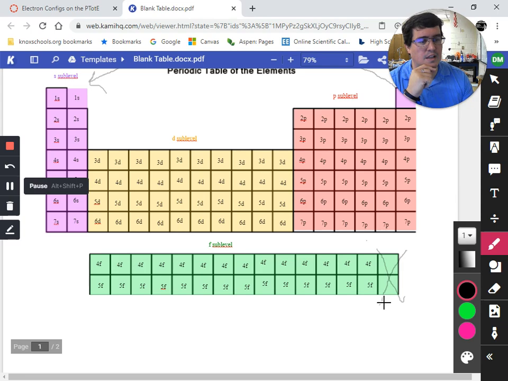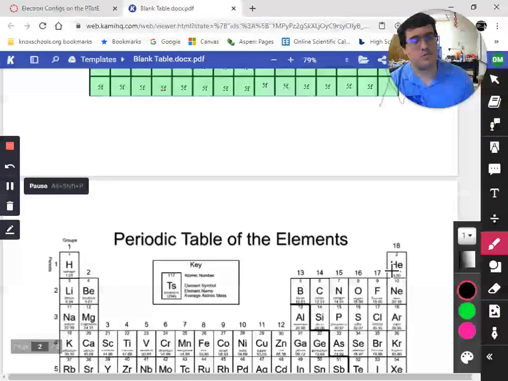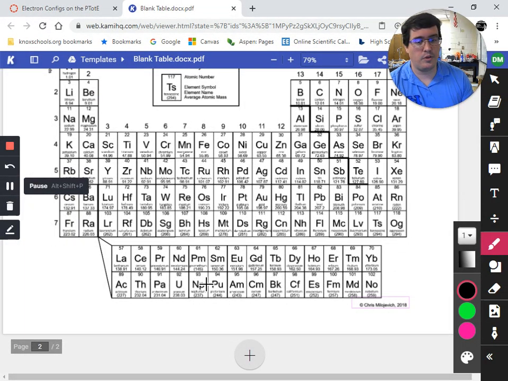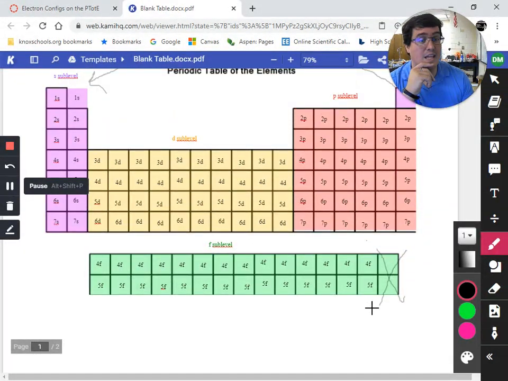This is one problem with a lot of periodic tables that I've seen. They put an extra column down here at the bottom. Don't like that at all. By the way, that's why I made my own periodic table. There's only 14 columns down here at the bottom of my periodic table, because there should only be 14 columns in the F sublevel block. So yeah, that's kind of neat.